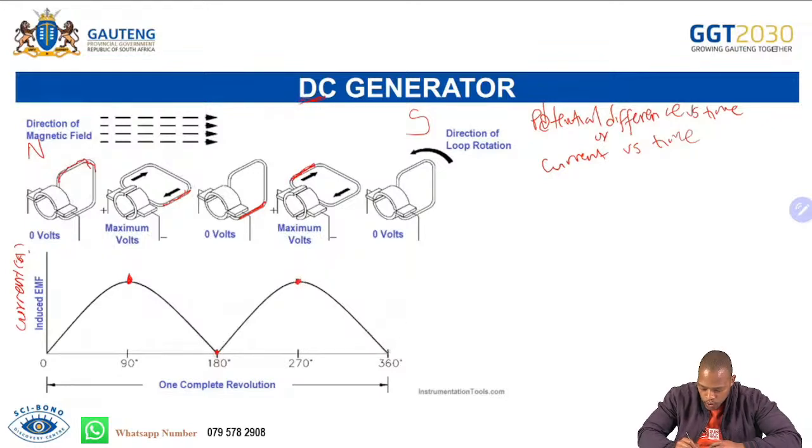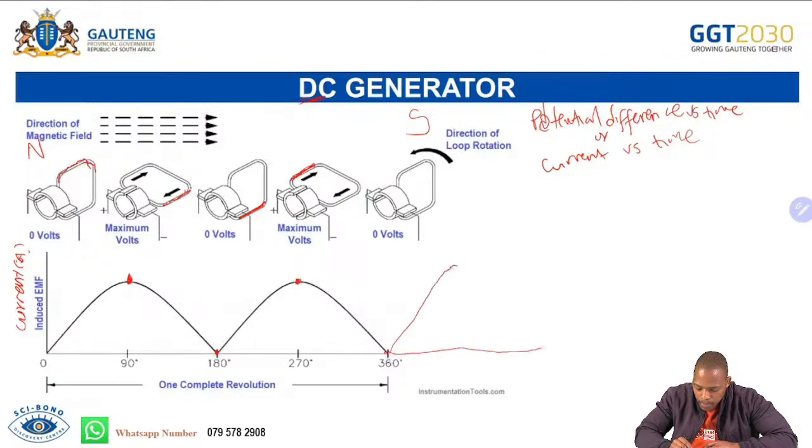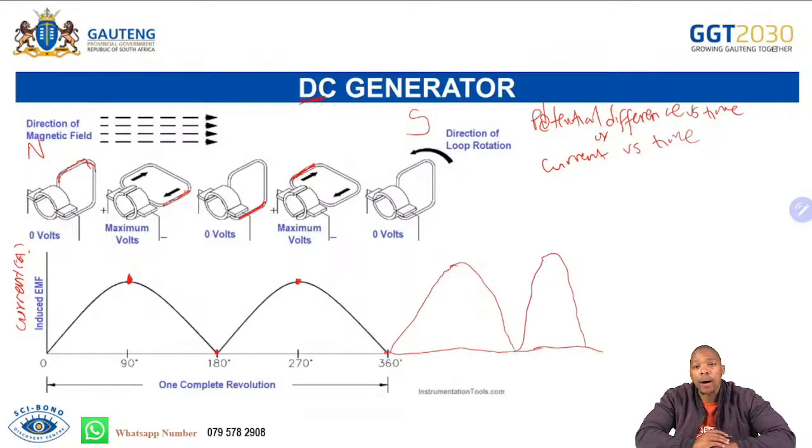And then if it goes back to 360, it will induce a 0 again, meaning that if we were to continue here, we will go back to maximum, going back to minimum, going back to maximum, going back to minimum. That's the shape taken by the graph of a direct current. It always goes to maximum, back to minimum, maximum, back to minimum. That is if it's a potential difference versus time graph, or a current versus time graph.